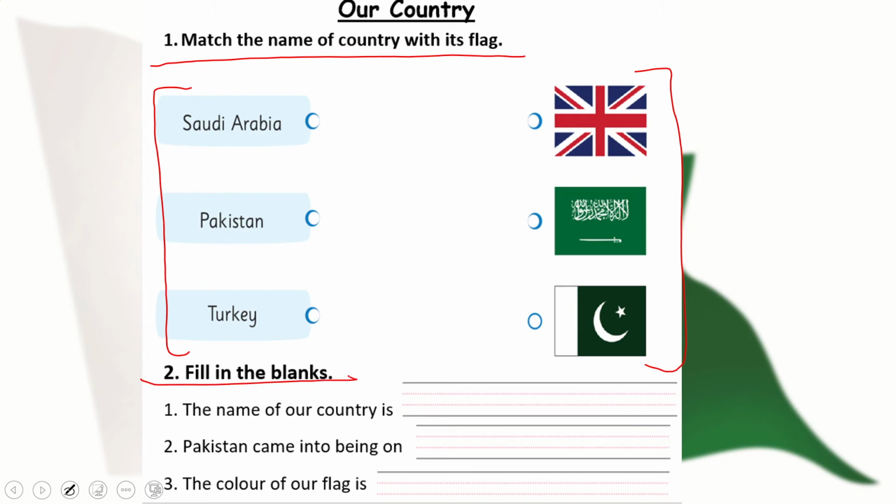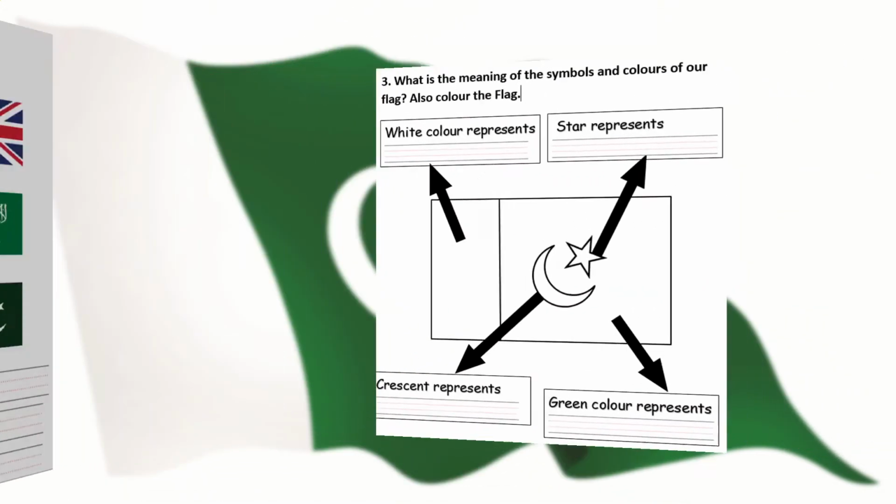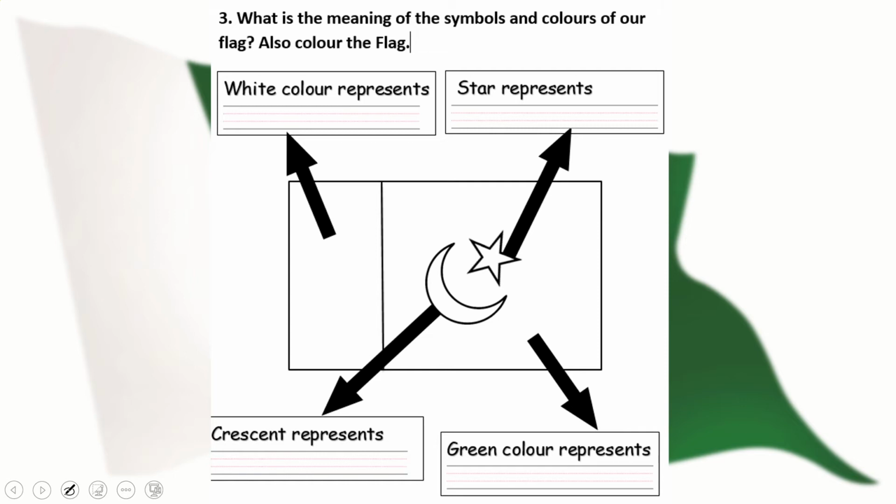Then you will do the fill in the blanks. The name of our country is, you have to write the full name. Pakistan came into being on. Very good. The color of our flag is. So you will complete this. After that, what is the meaning of the symbols and the colors of our flag? Also color the flag. So here is the flag, you will color it. And then white color represents, the star represents, the crescent represents, and the green color that you will do in the flag, what does it represent. So you will complete this assessment sheet, pause the video and quickly finish it.